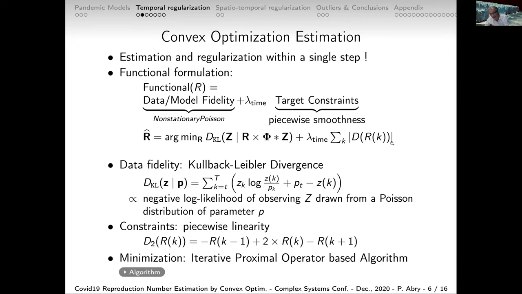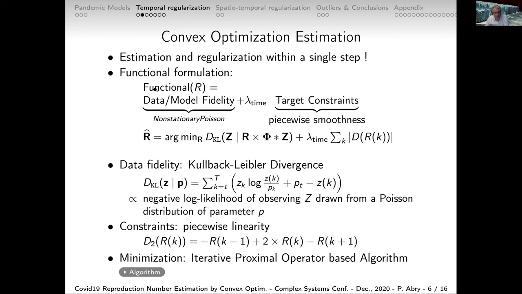Now, the whole point is that you get your estimate of R as the minimizer of this functional, and you have to know how to do this minimization. Because here you have a term which is not differentiable, you have to avoid gradient descent, and instead you have to resort to proximal operator-based algorithms. I don't have time to detail that, but if you want to know, you just have to look at the details here in the paper.